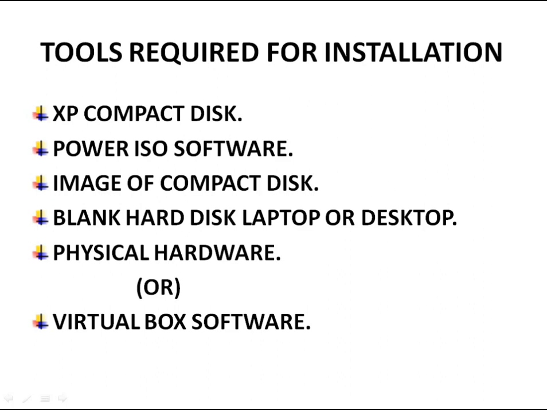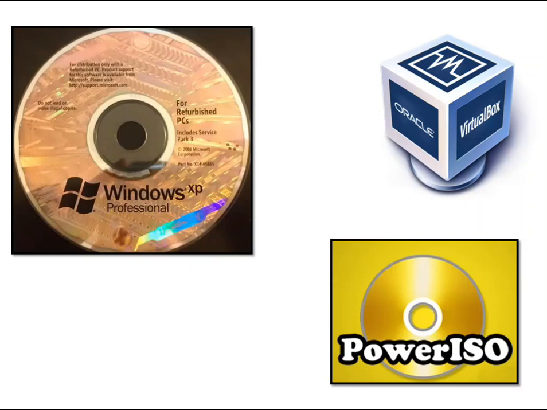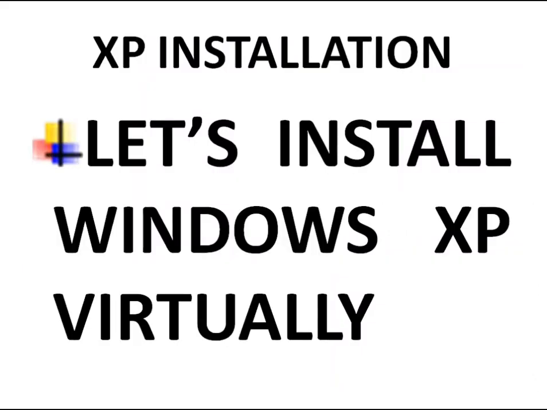One is the XP compact disk, the Power ISO software, the image of a compact disk, a blank hard disk of a laptop or a desktop PC, a physical hardware or a VirtualBox software. For the explanation of the installation of this operating system, we are going to use the VirtualBox software. For your information, I am giving you the picturization of how a real-time Windows XP Professional CD might look like, and we have the Oracle VirtualBox as well as the Power ISO software. So without any further delay, let's go forward and install the Windows XP operating system in the virtual mode.